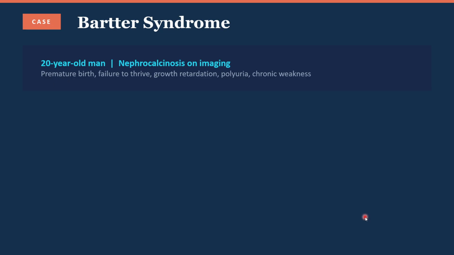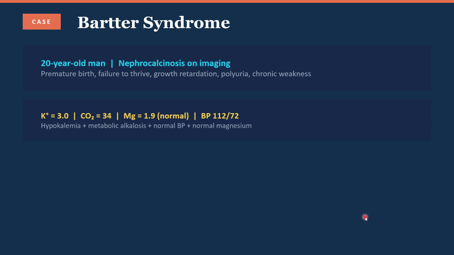Let me walk you through a case. A 20-year-old man found to have nephrocalcinosis on abdominal imaging. His history is significant for premature birth, failure to thrive during infancy, growth retardation during childhood, and chronic weakness with polyuria. These are classic features of Bartter syndrome, which typically presents early in life.